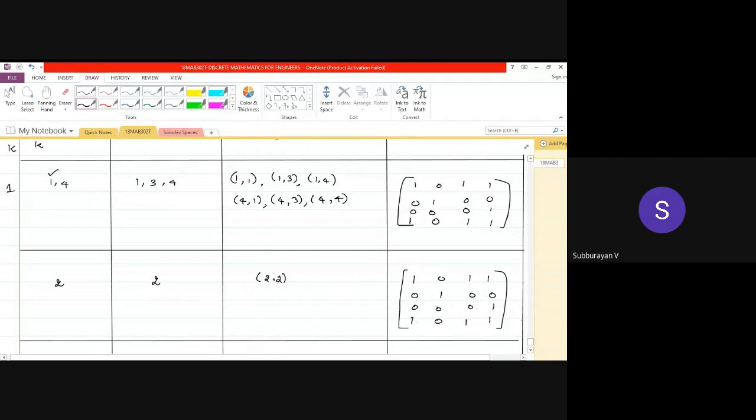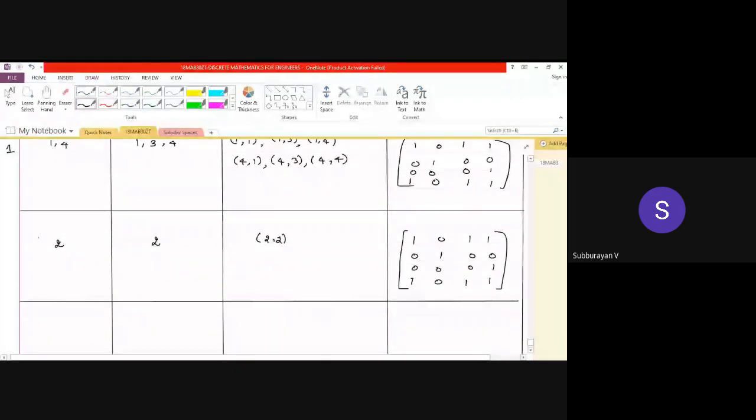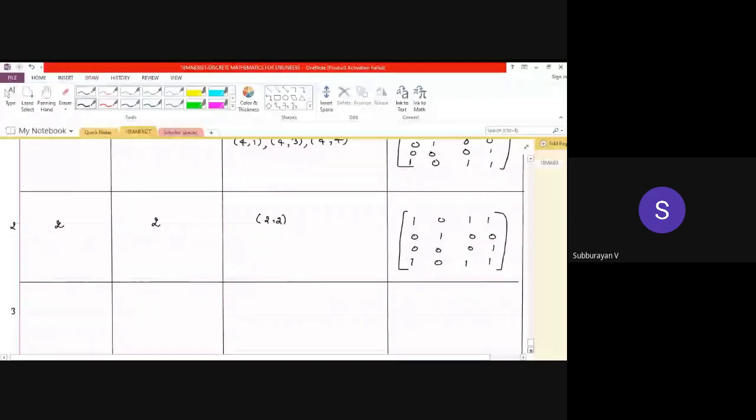Okay, fine. Now we have to take W2 as the initial matrix for step 3. This is step 2 and step 3. Come to column number 3. What are the elements having non-zero entries?